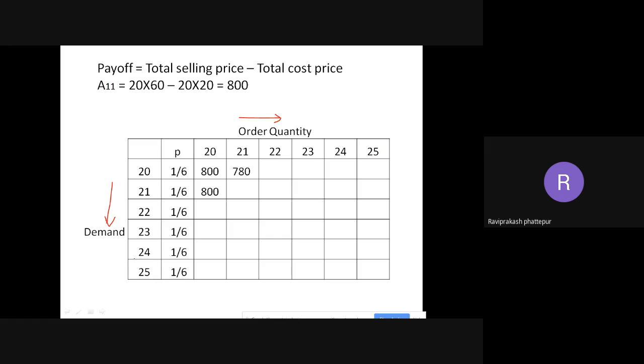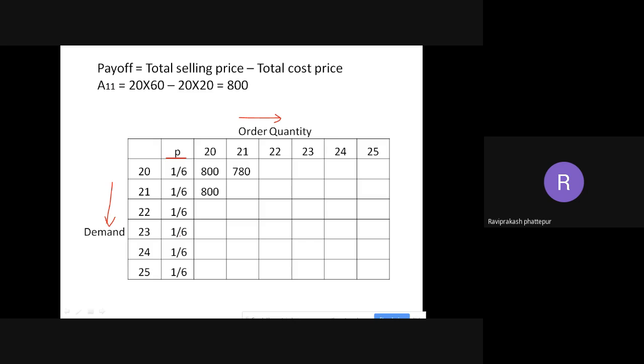Here again, like the previous problem, they have not given the probability. So probability is 1/6 because there are 6 values: 20, 21, 22, 23, 24, and 25. If they have not given any probability, we should assign equal probability of happening. That is 1/6.